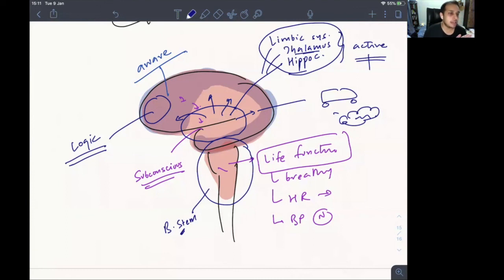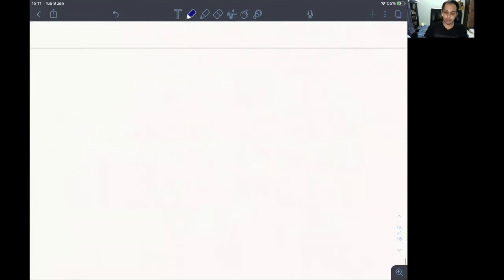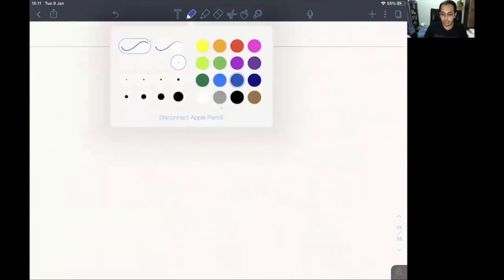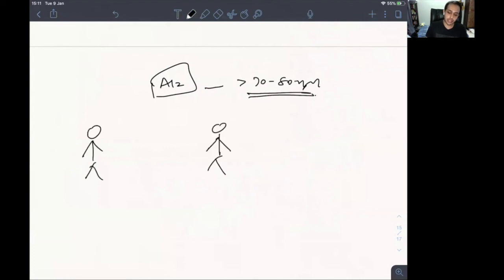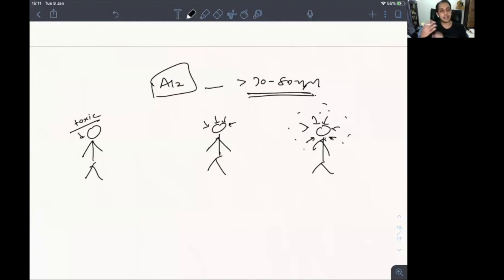Is there an age to begin memory loss? Coming to Alzheimer's, it usually starts beyond 70 to 80 years. Okay. And this is because as you grow older, there are toxic things that are accumulated in the brain, and that accumulation goes on increasing as you grow older and older and older. So at one point, there are so many toxic things in your brain that your brain starts dying. Your brain starts getting degenerated.